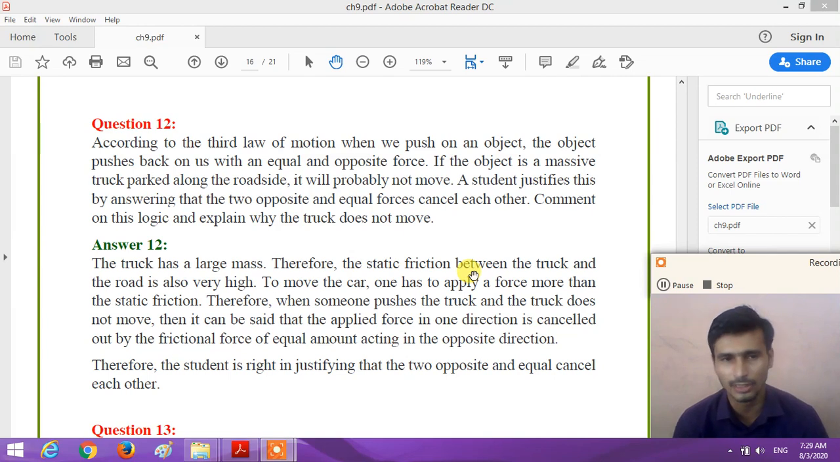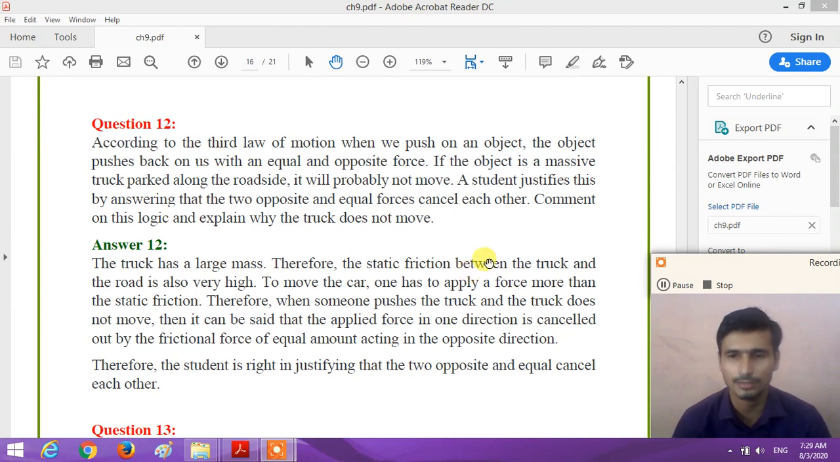Why will the truck not move? Because the truck has a larger mass, it has a larger inertia. So when we apply an external force on the truck, because of the larger mass, the force cannot affect the truck. Because of the largest mass, the static friction between the truck and the road is very high, and due to this the truck does not move, right?